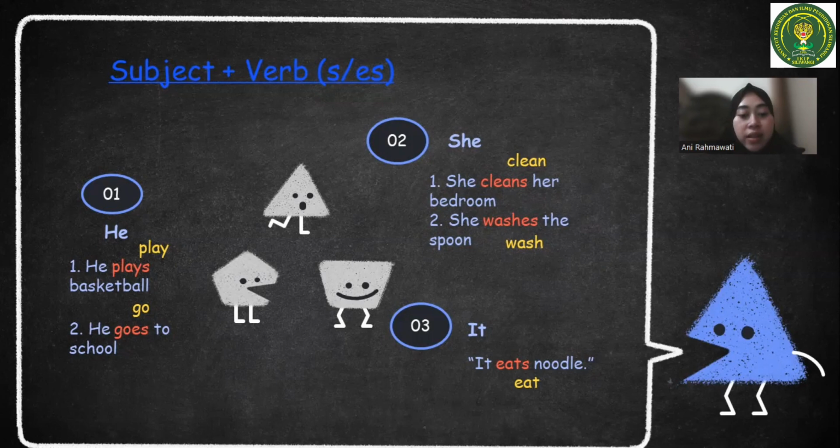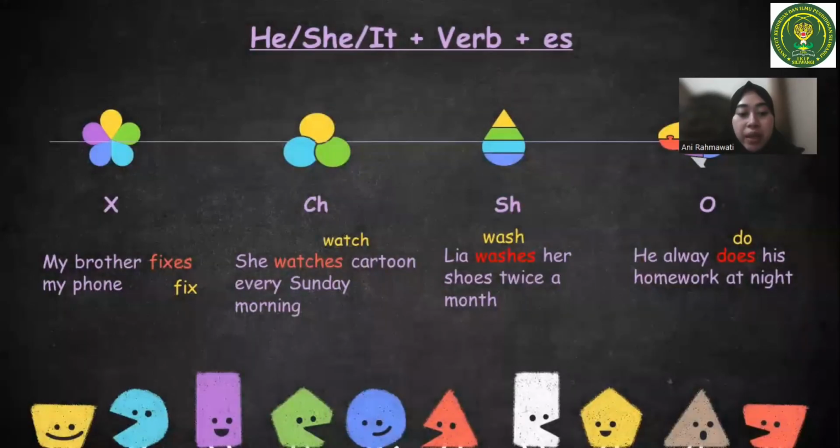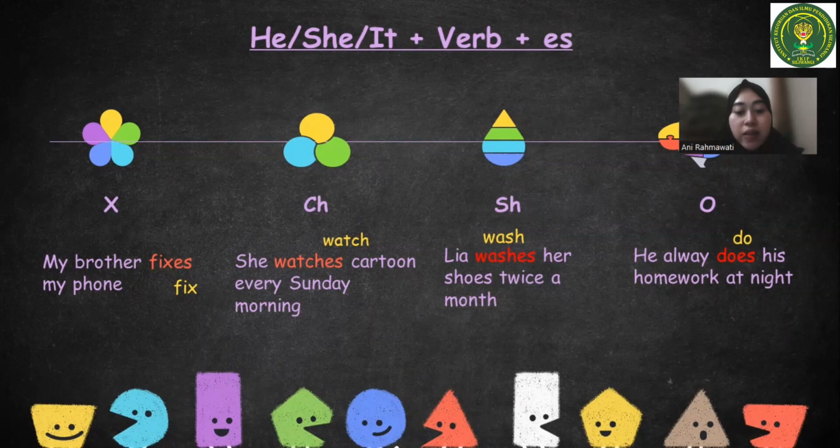And then, notice again here, there is a verb that is added s, and there is a verb that is added es. I wonder why. The verb that is added es is a verb that ends in the letter x. For example, my brother fixes my phone. The basic word of fixes is fix. That ends in x. So, we add es.